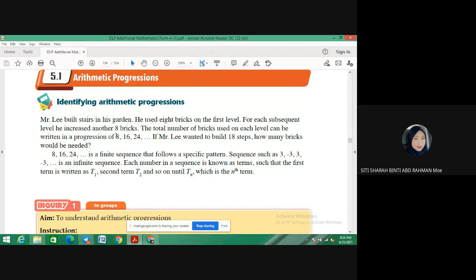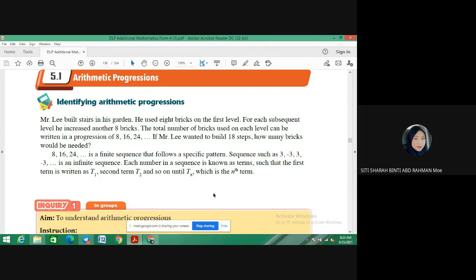8 as the first term, we label as T1. The second term we label as T2, and so on until the end term. The end term we don't know, if we want to find the fifth term or the 20th term. So we label the nth term as Tn.